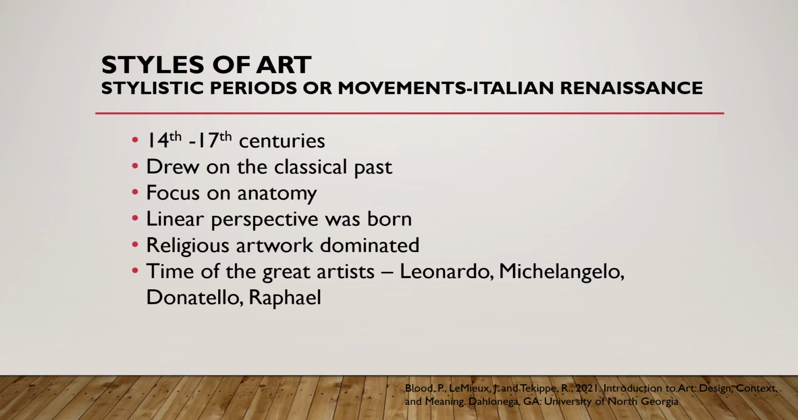We can see some of the things that came about during the Italian Renaissance. It was a very long style period, drew on the classical past, focused on a really big focus on anatomy. Linear perspective was born, religious artwork dominated, and this was the time of the great artists, Leonardo, Michelangelo, Donatello, and Raphael. They are not just Ninja Turtles.